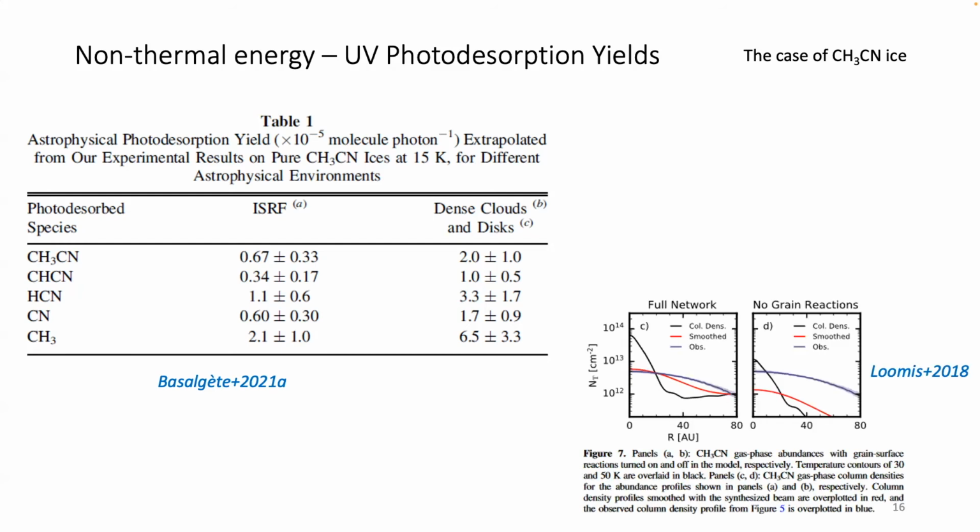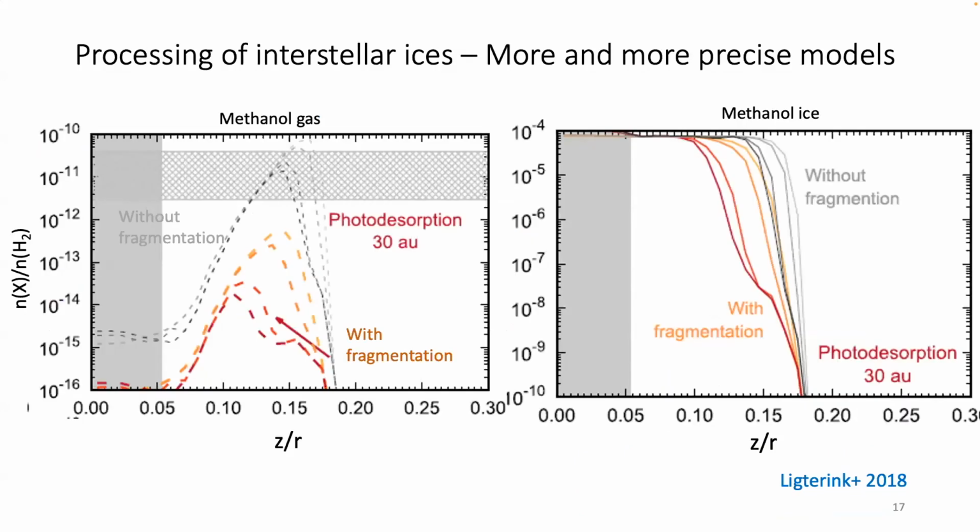And then these numbers can be implemented in astrochemical models and can improve the fitting of the observational data. So I've told you that acetonitrile desorbs, but also some fragments. And why is it important to take into account all these desorption products, including the fragments? It's because dissociation is an important process that can have some impact on the astrochemical modeling.